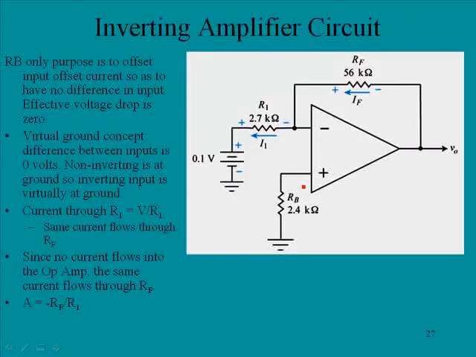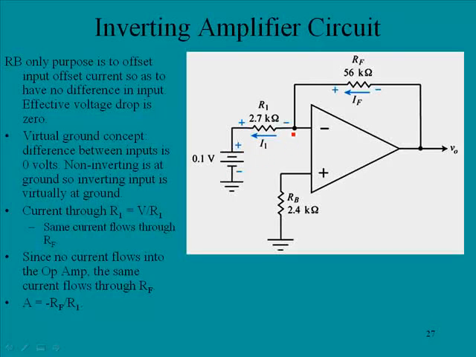Again, we mentioned here RB's only purpose is to offset input offset current, and effectively there is no voltage drop, so we can ignore RB. The virtual ground concept: the difference between the inputs is 0 volts. The non-inverting input is at ground, so the inverting input is virtually at ground.